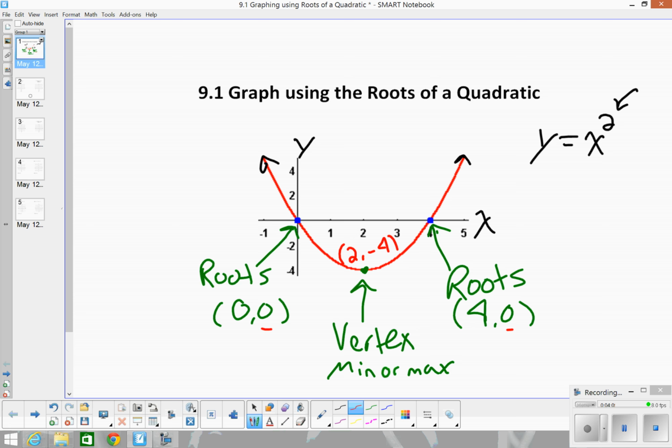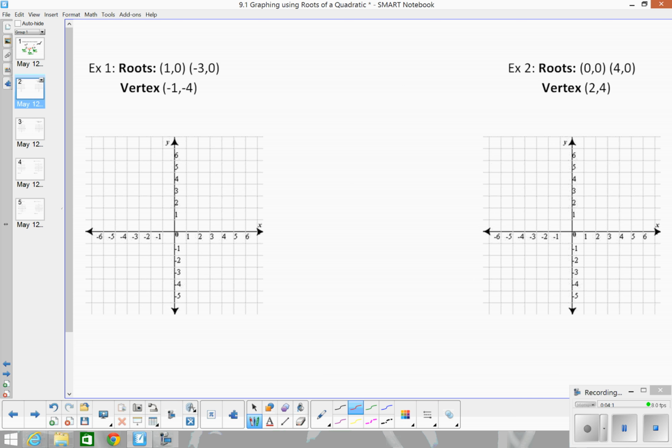Okay, so we're going to practice. So if I gave you those 3 points, if I gave you the roots and the vertex, we should be able to go ahead and graph. So the first thing I want to do, my 2 roots, okay, are, as you can see, 1, 0 and negative 3, 0. The first root I'm going to plot is 1, 0. Start at the origin, 1, 0, x goes first, y is 0. Okay, so that's one of my roots.